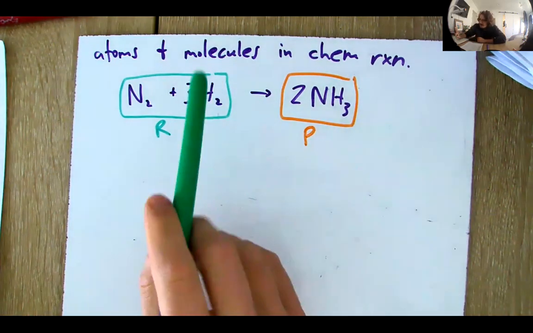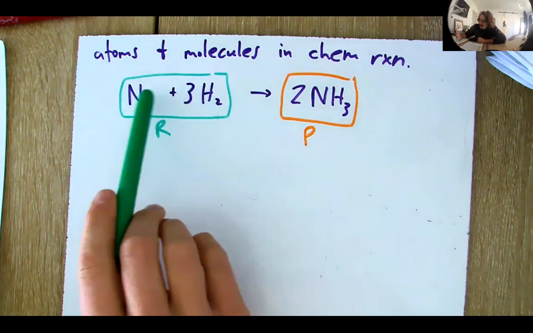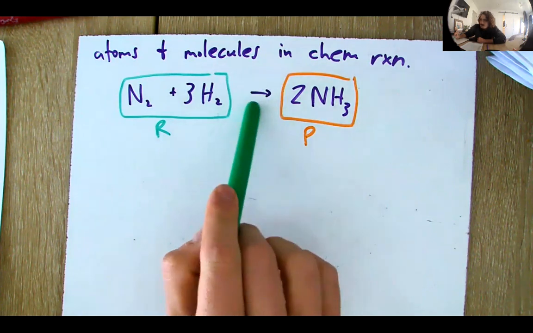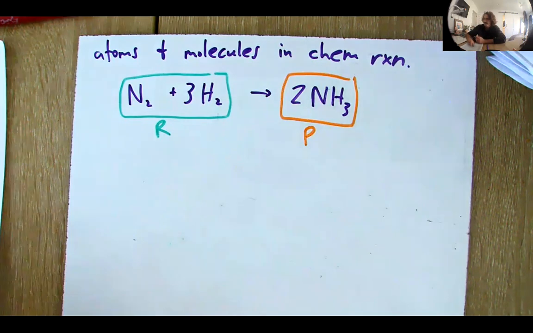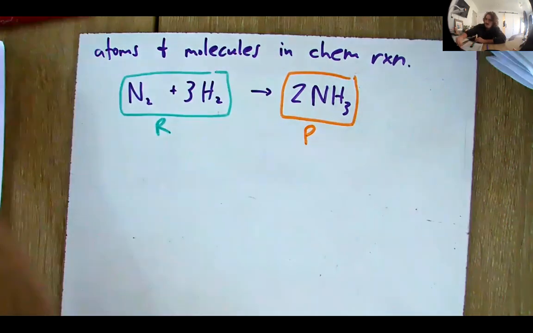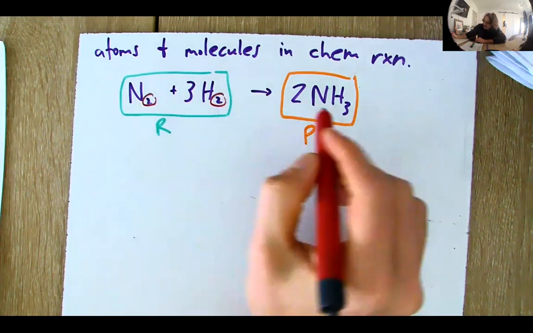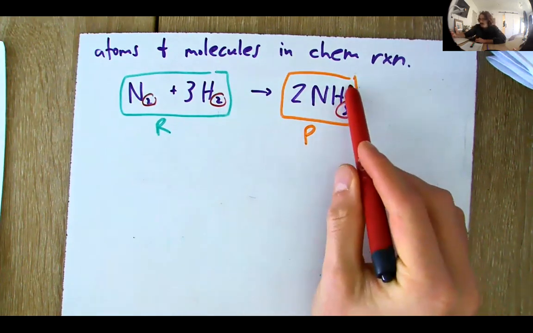In a chemical reaction, the plus sign means that the two elements or molecules are reacting together, and then the arrow means produces, and then on the right side of the arrow you have the products. In atoms and molecules in chemical reactions, you need to know what these little subscript numbers mean. These subscript numbers tell you how many of each element are within the molecule.